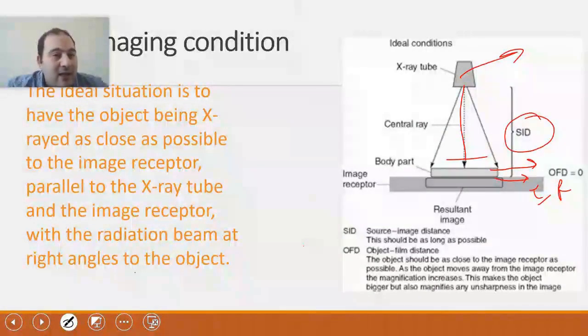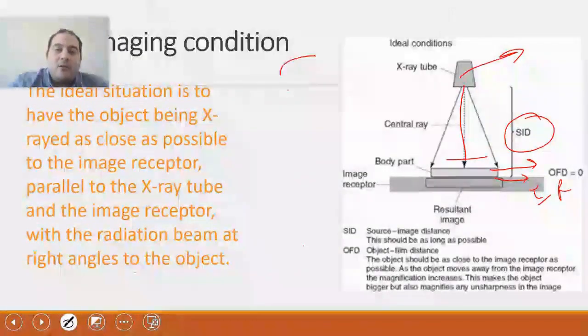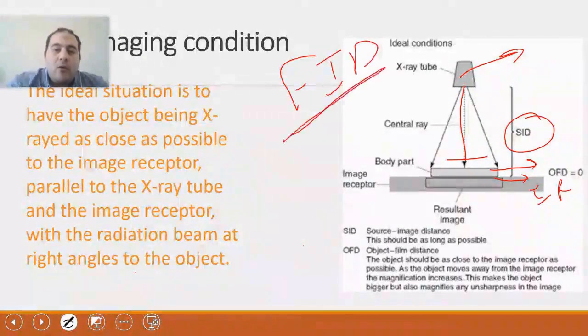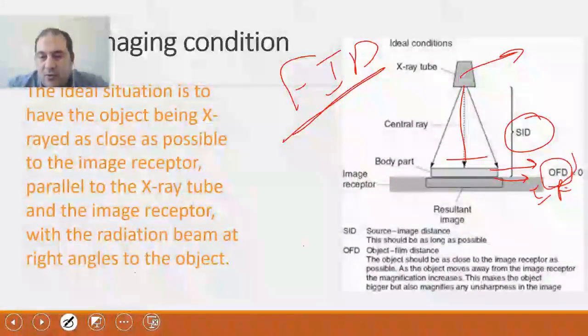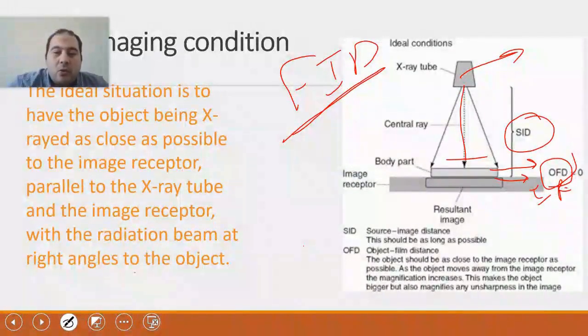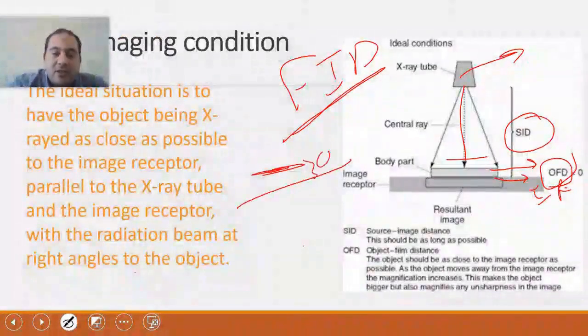There are terms used like SID or FID, where S stands for source, I for image receptor, and D for distance. Sometimes FID refers to focus image receptor distance, which pertains to the focal point of the X-ray tube. All these terms essentially refer to the same concept, so there is no difference. Now, if we talk about OID, which is the object to film distance, the object to film distance and the source to image distance should be the same. This means the distance between the part I am imaging and the film is exactly this, and the distance from the X-ray tube to the film represents the ideal imaging condition.